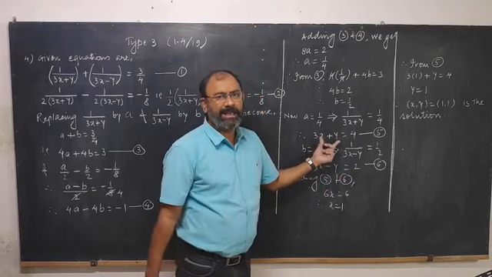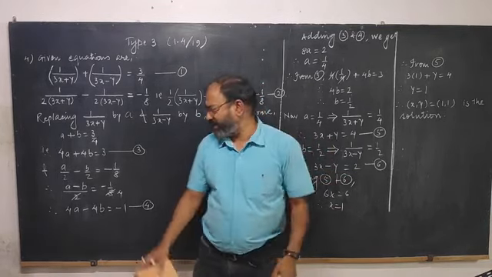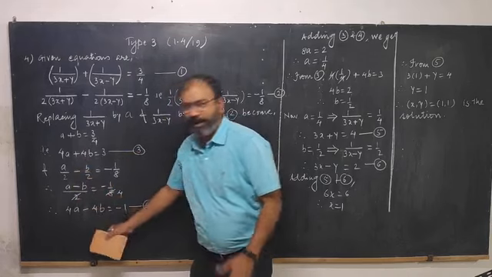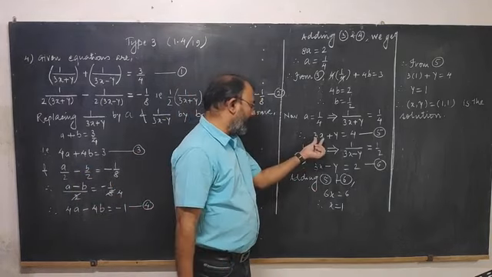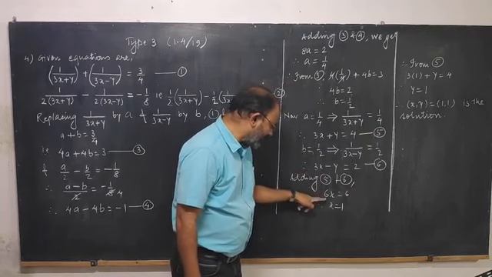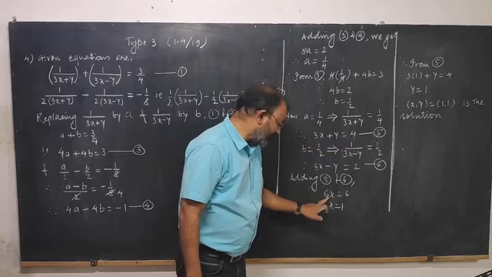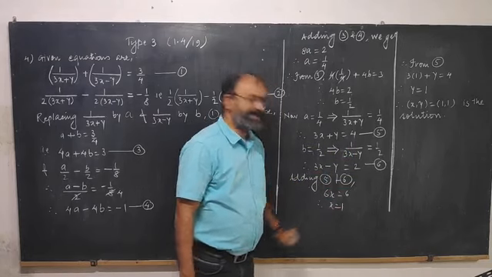So now these are simple equations to be solved: 3x plus y and 3x minus y, very similar to 4a plus b and 4a minus b. Now add equations 5 and 6. 3x plus 3x is 6x, plus y minus y cancel, and 4 plus 2 is 6. So 6x is equal to 6, and x is equal to 1.